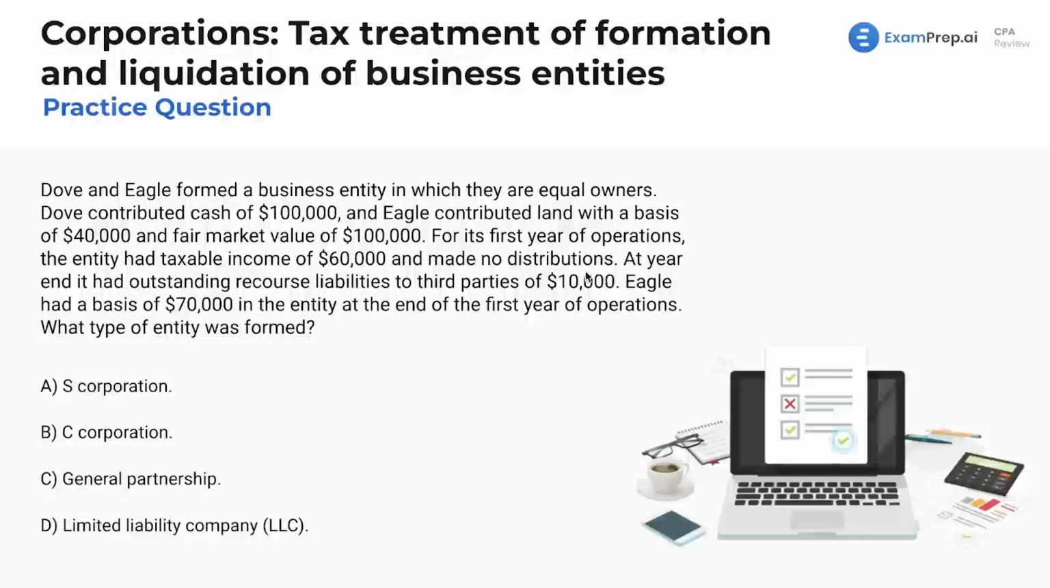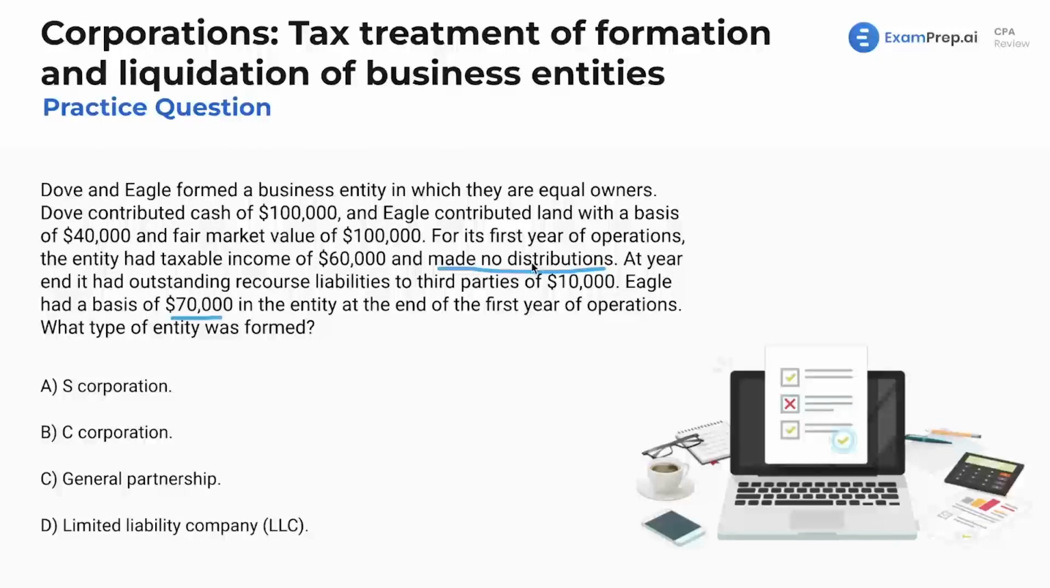Now, a couple points to consider here. No distributions. This would result in no change to the basis because there's no distributions. However, that would be something to consider because it does tell us that Eagle has a basis of 70 at the end. Distributions would reduce that. And we'll deal with Eagle's contribution in a second.